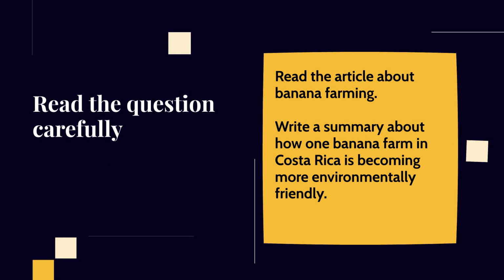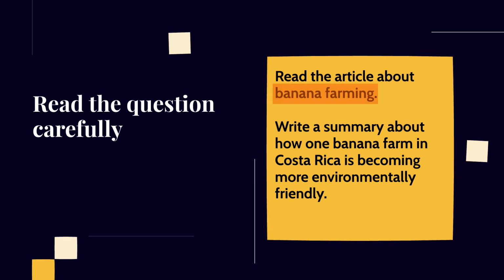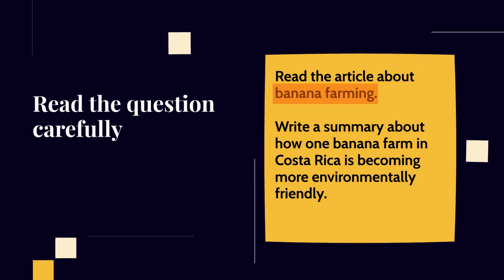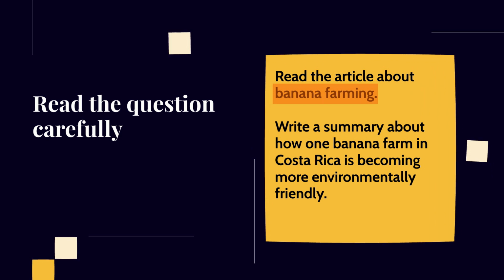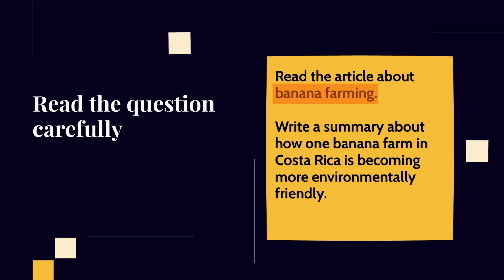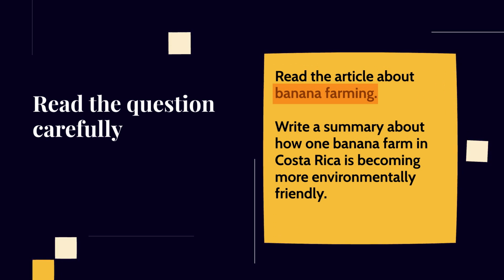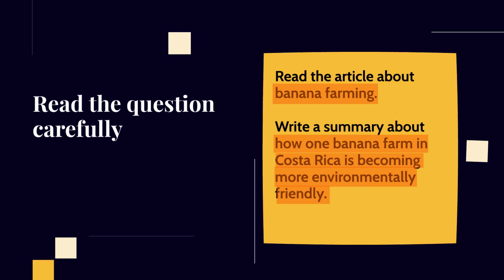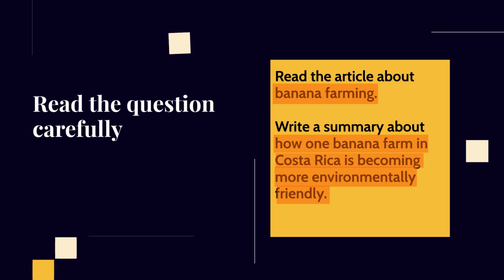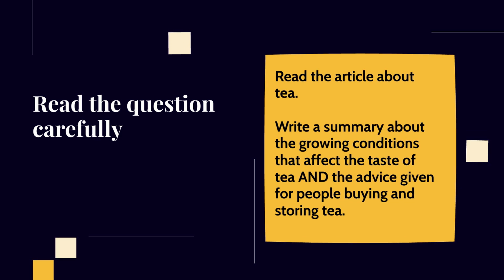In this example, the whole text is about banana farming, but you are asked to write about one aspect only: how one banana farm in Costa Rica is becoming more environmentally friendly. You can highlight or underline these words in the question, like this, so you are clear about what you are looking for when reading the text. Let's look at another question.